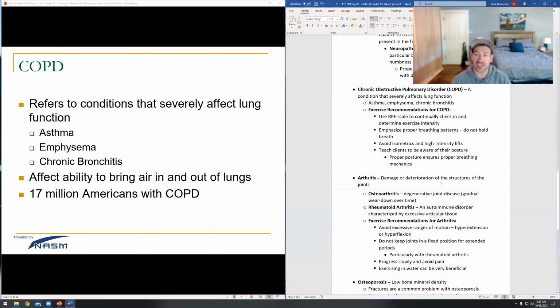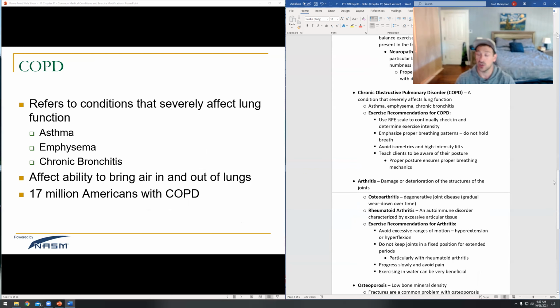Next one we've got is COPD. This is chronic obstructive pulmonary disorder. This is a condition that affects your lung function, like asthma, emphysema, chronic bronchitis, things like that. And so when we talk about COPD, we want to make sure that we're being aware of the fact that our clients are going to experience shortness of breath very, very easily.